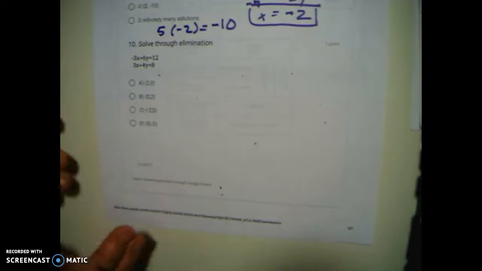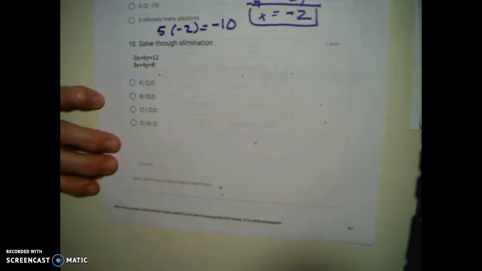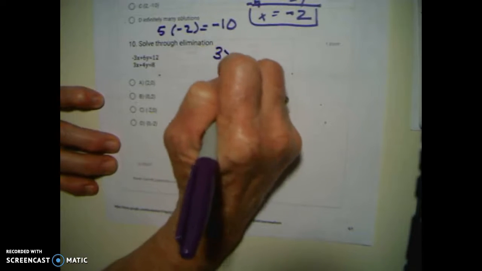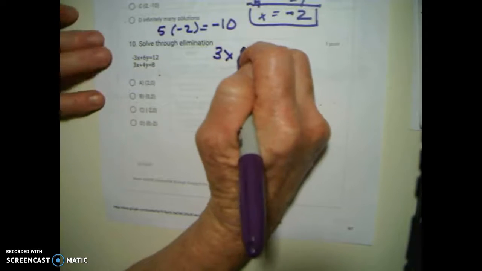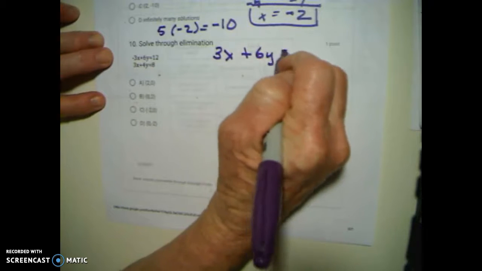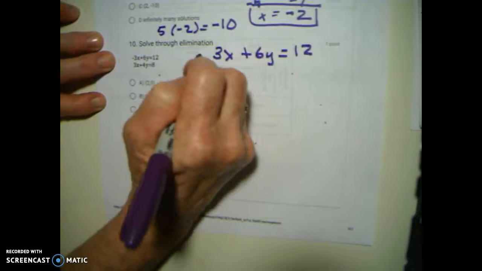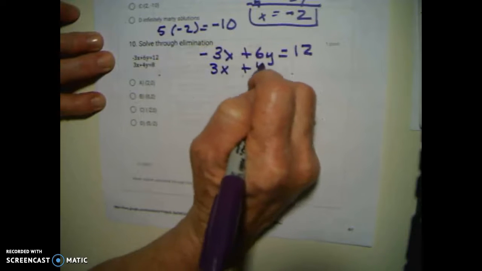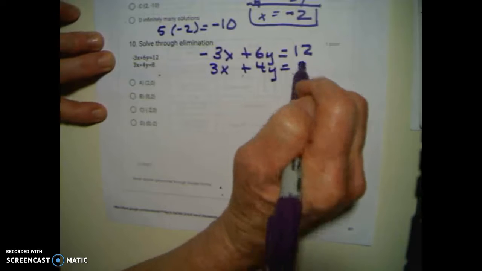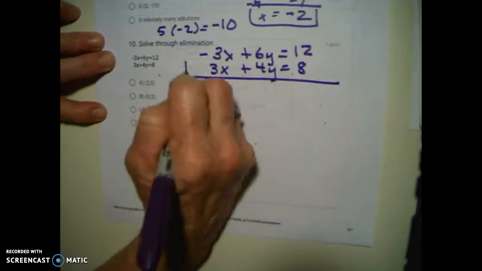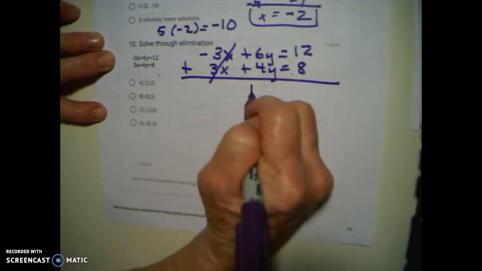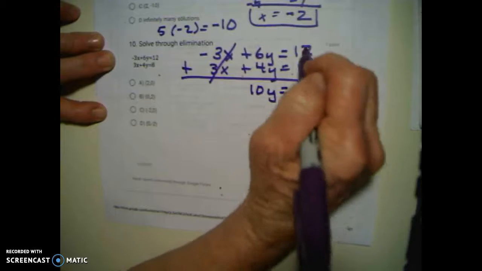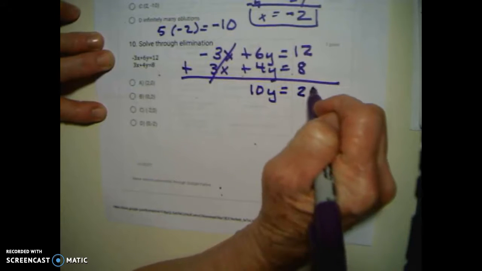Moving on to 10. Let's see if this one's easy. Solve through elimination. They were very nice to us and gave us ones. All I needed to do was add them up because the coefficients are the same. 3x plus 6y equals 12. And this is a negative 3x. This is a 3x plus 4y equals 8. Draw a line. Add them up. These cancel. 10y equals 12 plus 8 is 20.